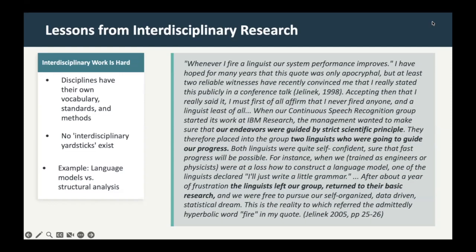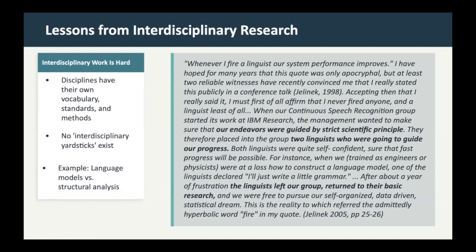And as I said, the example of language model versus structural analysis was one that was interesting to me. What I'm giving you here is a quote from an interesting article by Frederick Jelinek. Jelinek is one of the founders of language modeling, of the statistical approach to language modeling that we're now familiar with. Research started at IBM. He's famous for having said, whenever I fire a linguist, our system performance improves. Then he said, well, I don't remember saying that, but apparently people say I did say that.